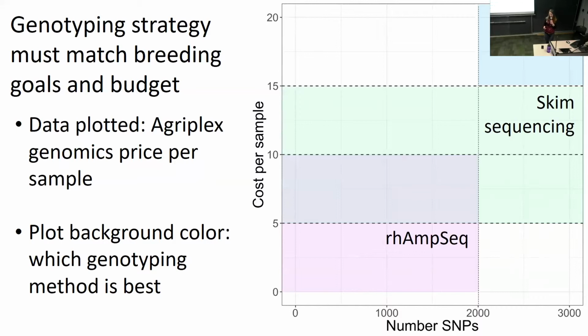And so just as an example, if we had a point where this X is on the screen, that means we want more than 2,000 markers and we're willing to pay more than $15 per sample. And so GBS is a good genotyping strategy in that particular case. Does that make sense? Great. So let's add some data.